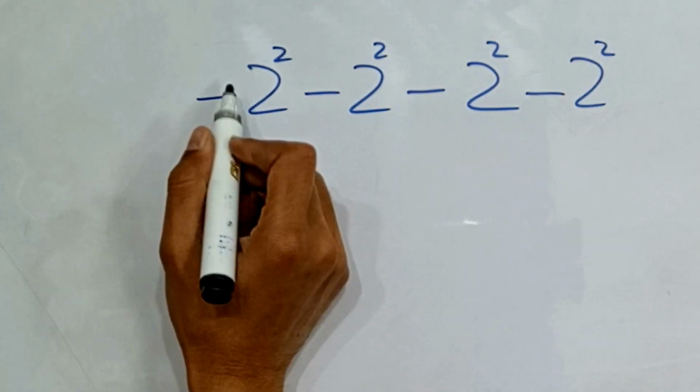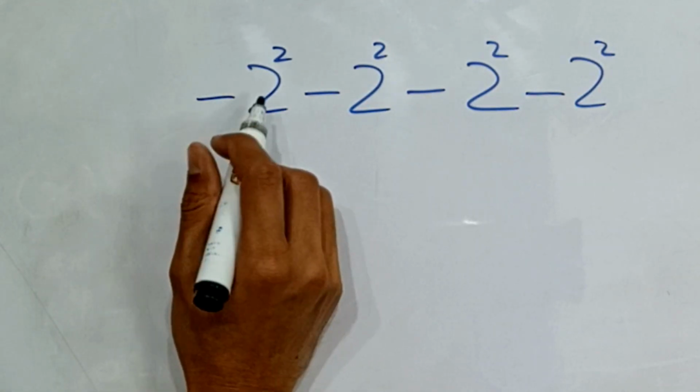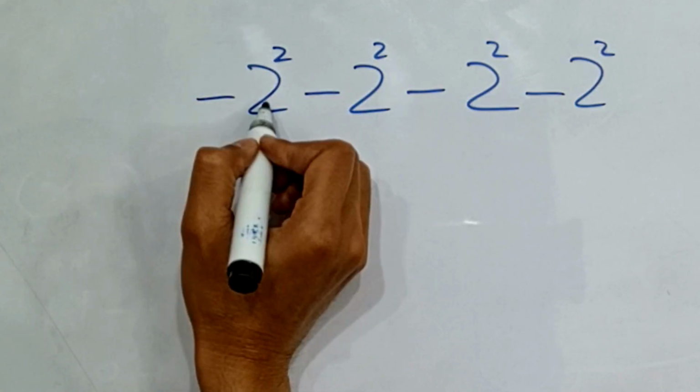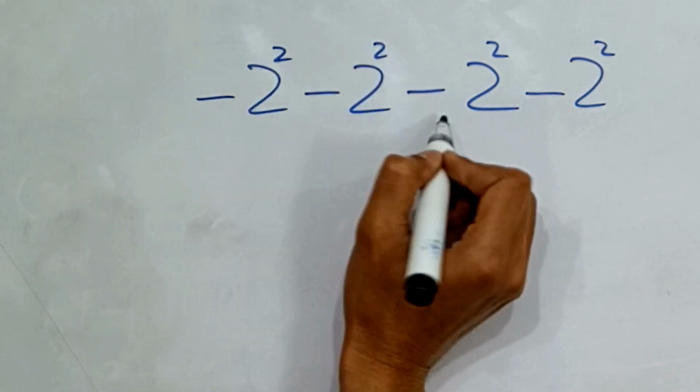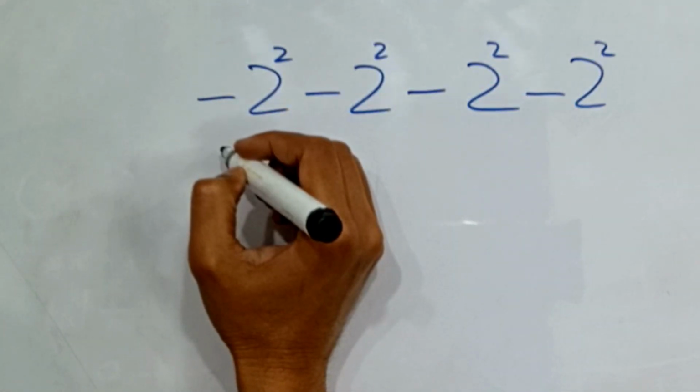Hey guys, this is a very interesting question. Maybe 1 in 10 can solve this math problem, right? So, minus 2 squared, minus 2 squared, minus 2 squared, minus 2 squared. Okay, where to start?